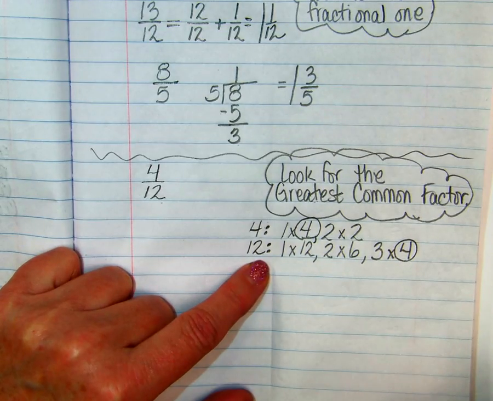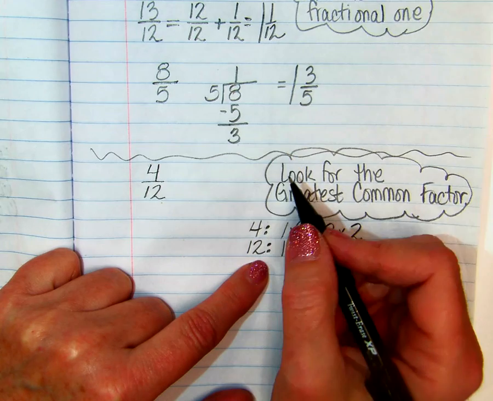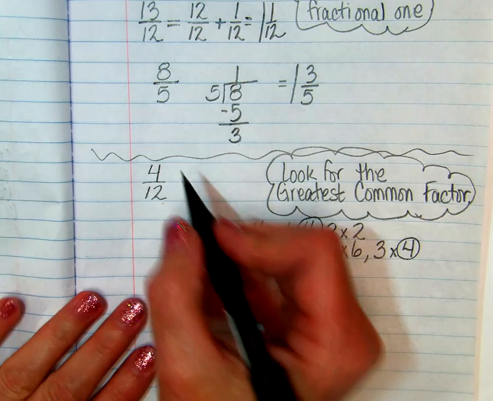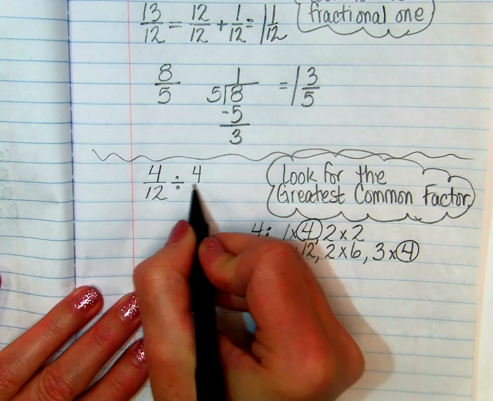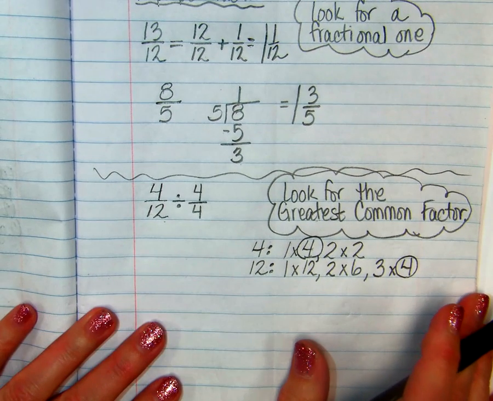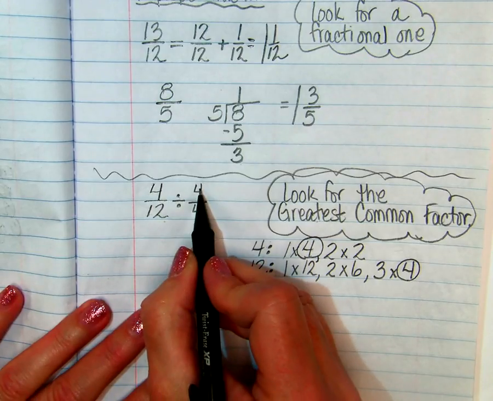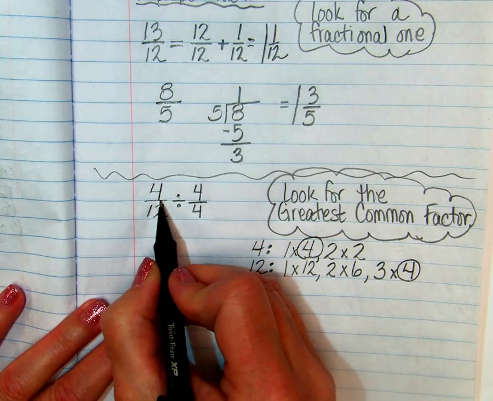So what we're going to do, if you'll remember before when we were trying to make like fractions, we multiplied by a fractional 1. To simplify fractions, we are going to divide by a fractional 1. So we are going to divide by the fractional 1 4/4. 4 is the greatest common factor for 4 and 12. And to simplify, we will divide by the fractional 1 of 4/4.